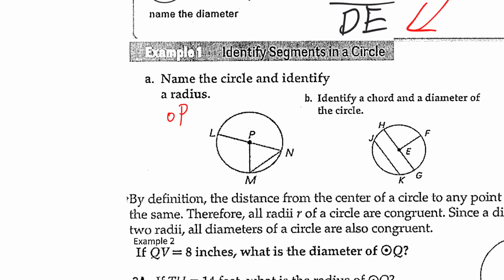Okay, this says identify a radius. We're going to go ahead and just name all that we can that are drawn up here. So what are the three radii that are drawn? PN, PM, and PL.